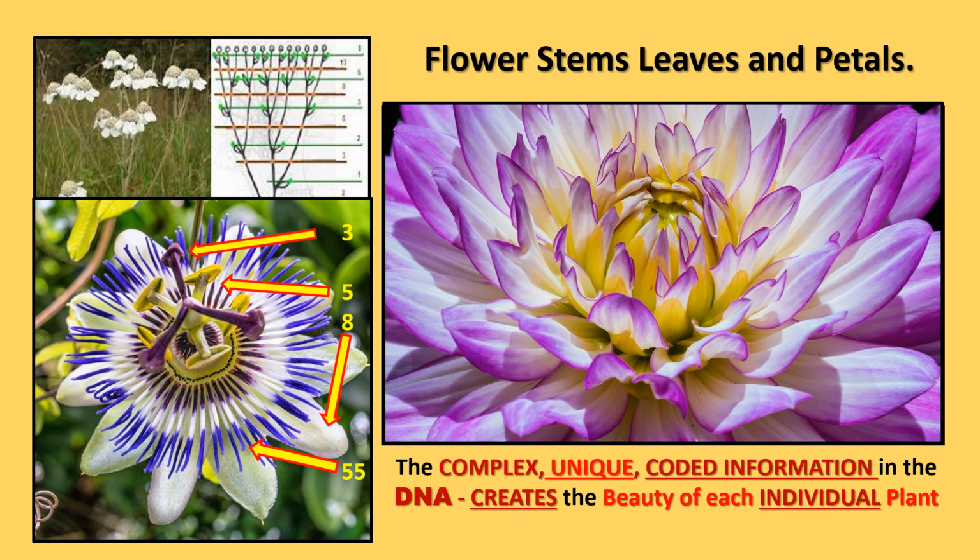So to me, it's the complex, unique, coded information in the DNA. And if you think about coded information, information can only come from a mind. And it's far more complex than our coded information in the binary code. So the DNA information, which is unique to every plant, creates the beauty of each individual plant. And DNA is 4-dimensional in its complexity. I've done a video on DNA which explains this 4-dimensional complexity. It's worth looking at.